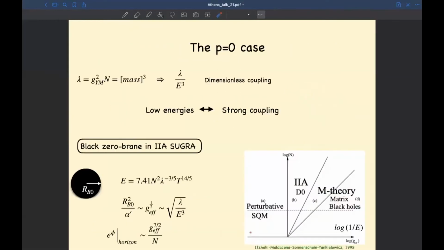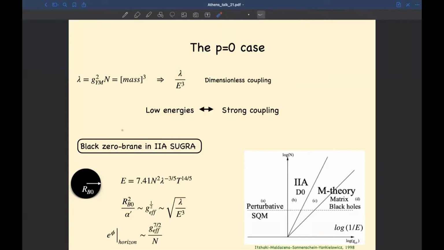So diving in a little bit more, for the case when p is 0, the difference from the 4-dimensional case is that the 't Hooft coupling in this case has dimensions of mass cubed. So indeed, we don't have a CFT, but one can construct a dimensionless coupling by dividing by suitable powers of energy. And from this, one can see that low energies correspond to strong coupling. Basically, this holds if we fix lambda. Otherwise, we can send lambda to be very large, and then we get strong coupling.